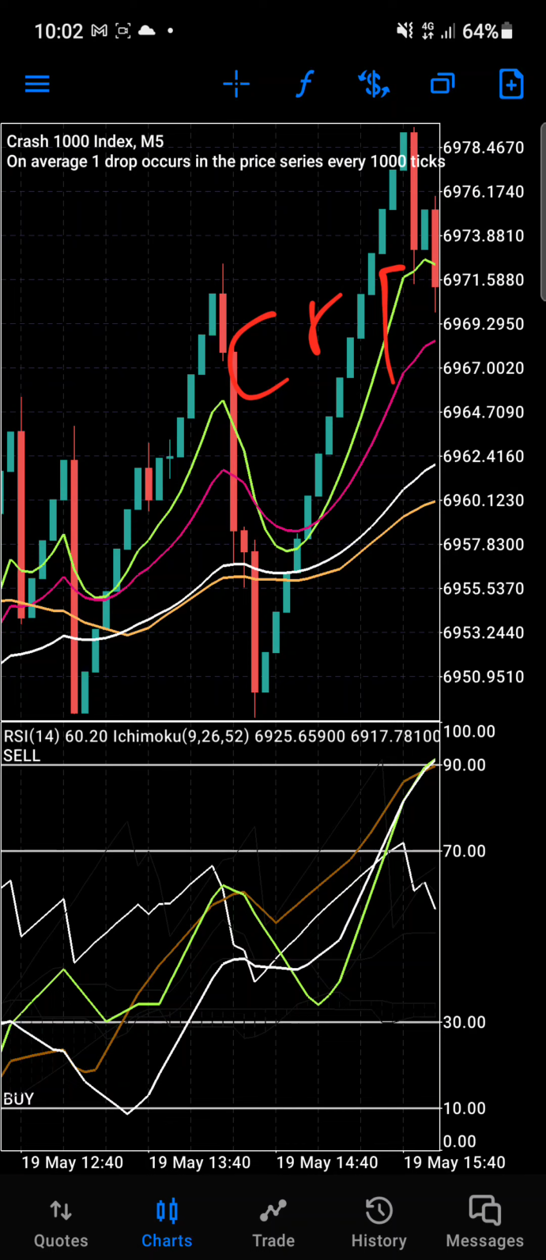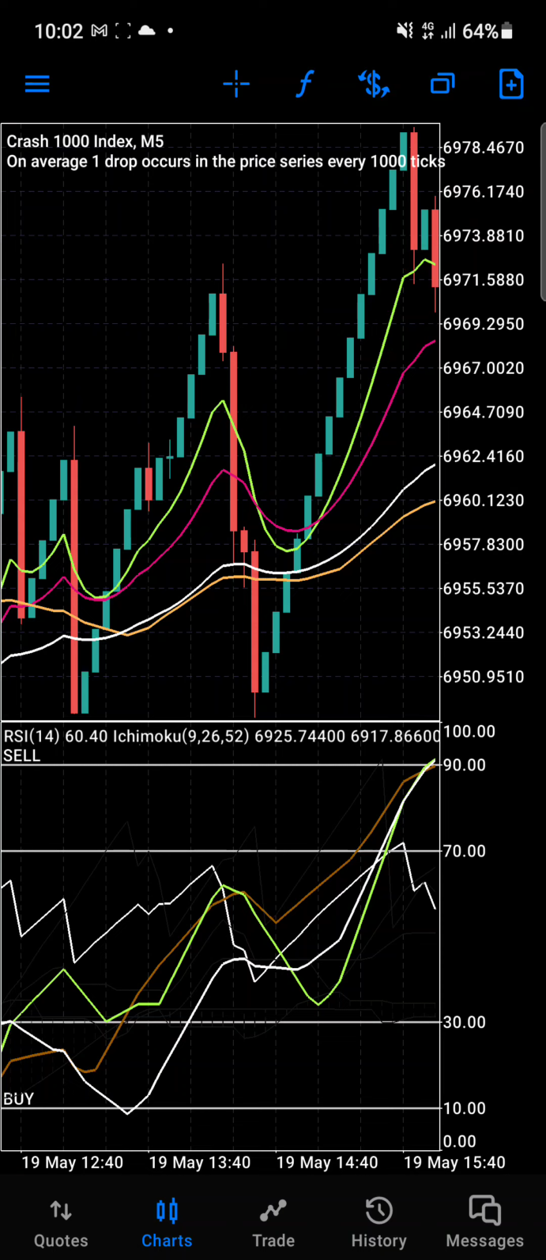And since you have 6 of these assets, you have Crash and you have Boom, and you have 3 on each side, definitely about 2 to 3 should be giving you an entry point at a point in time. So you don't need to force yourself in the market. You look for the one that is giving you the best entry point, then you go in and trade.